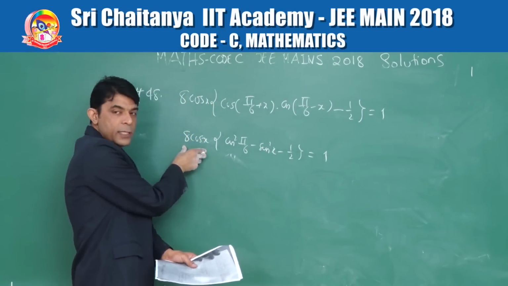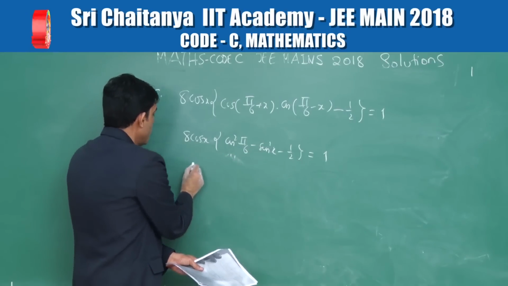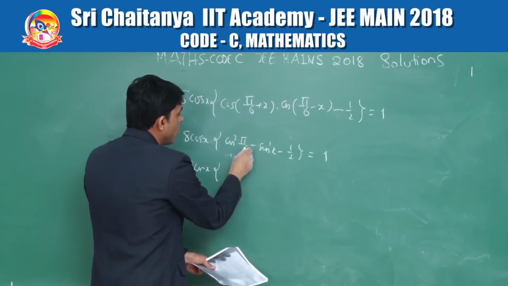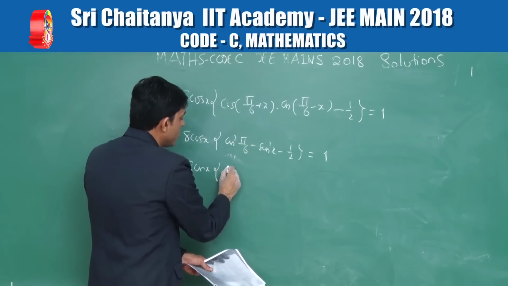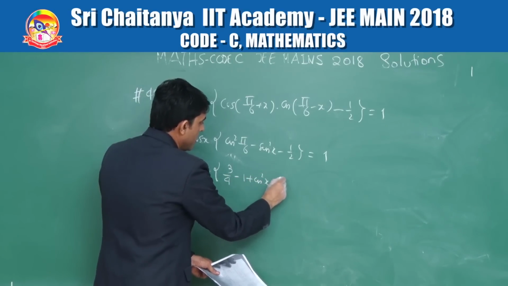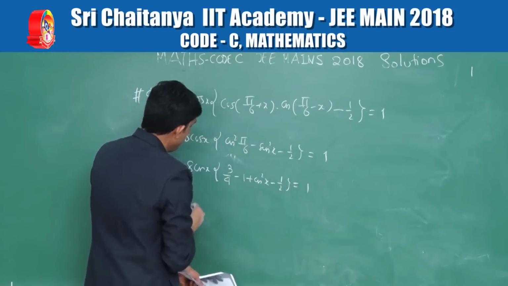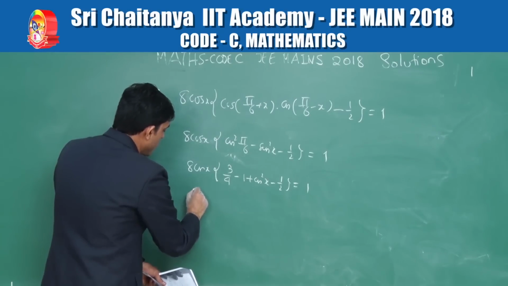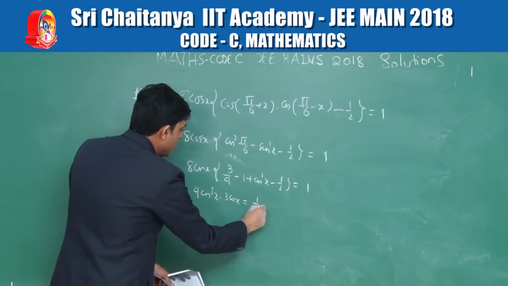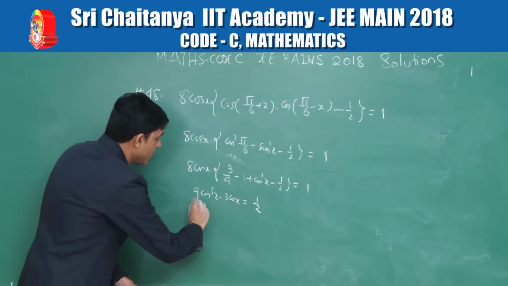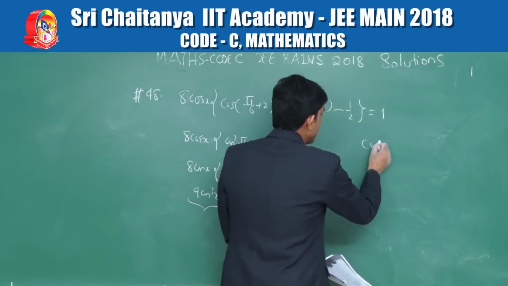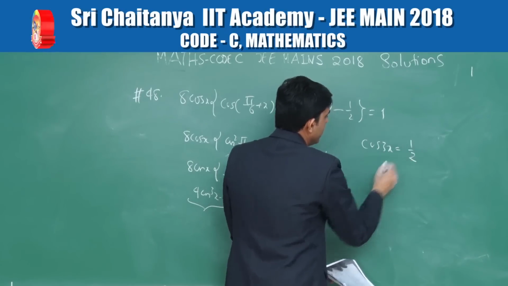Seeing cos x terms, let's try to change sin to cos. So you get 8 cos x times cos square pi over 6. Cos pi by 6 is root 3 by 2, so 3 over 4, minus 1 plus cos square x, minus half is 1. It simplifies to 4 cos cube x minus 3 cos x is 1 over 2, and that's precisely cos of 3x. So we are getting cos of 3x equals half.